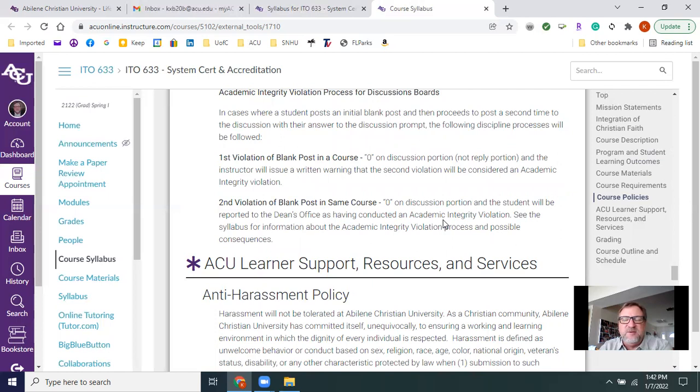If there's any plagiarism found in a discussion post, it will get a 0 on the first post, and the second violation will be reported to the dean's office with a 0 for the assignment as well.